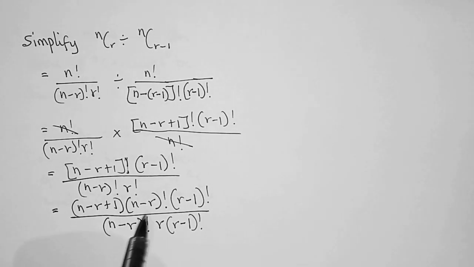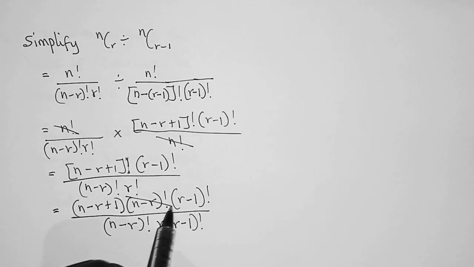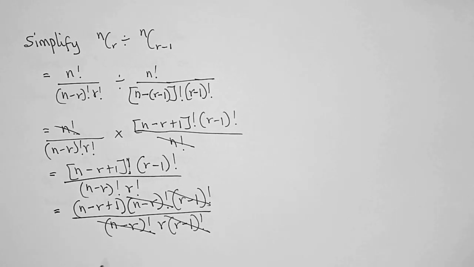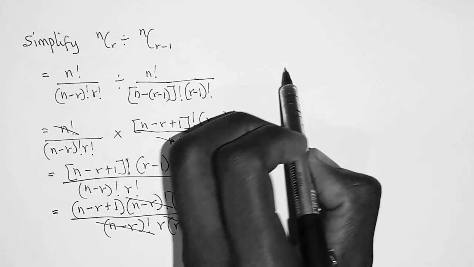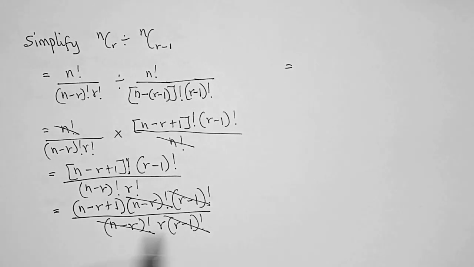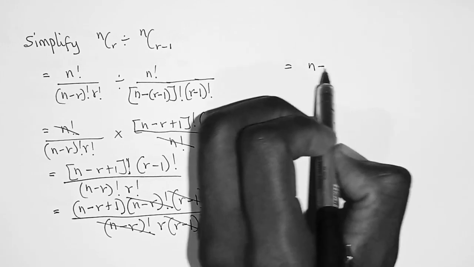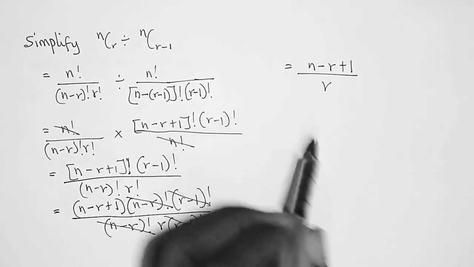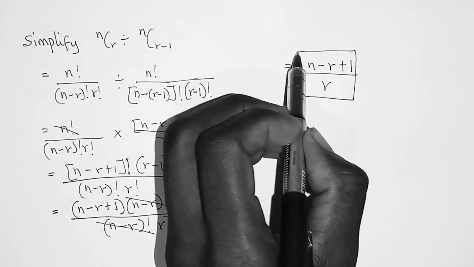So at the end of the day, you can see that there's n minus r factorial here. There's this one here, so they can cancel out. And there's also r minus 1 factorial, which can also cancel out. So continuing from this side, we'll be left with n minus r plus 1 divided by r. So this becomes our final answer.